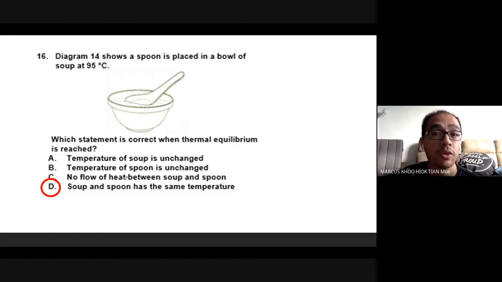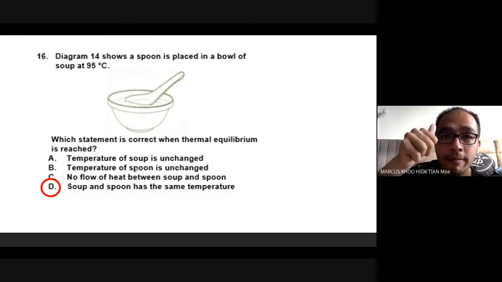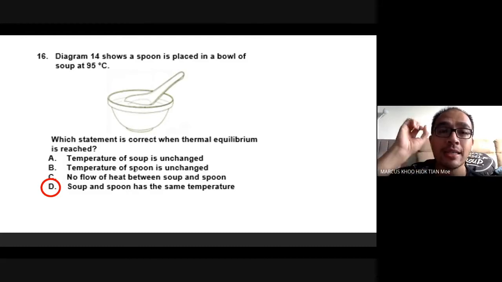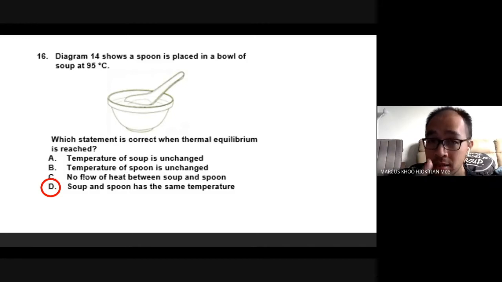Be very careful with this. I'm repeating this so many times because trust me, in the exam, sure some people are going to be trapped by this kind of question. Thermal equilibrium, same temperature, net rate of heat flow is 0. So this answer C is wrong. No flow of heat between the soup and the spoon is wrong. No net flow of heat, only then is it correct. It is a trap.